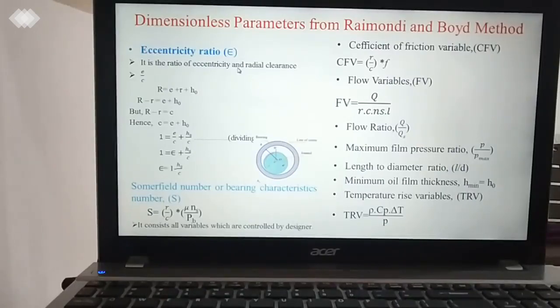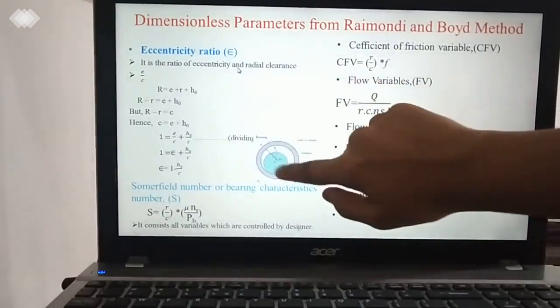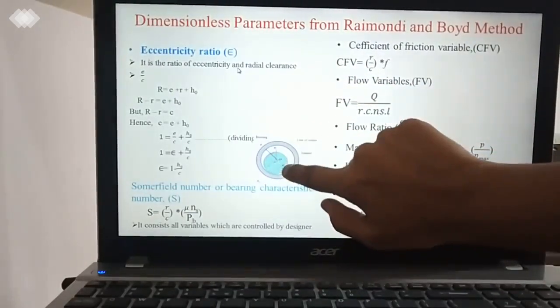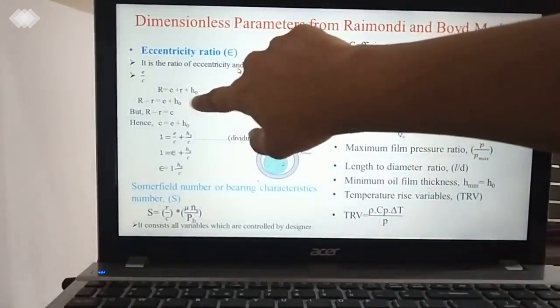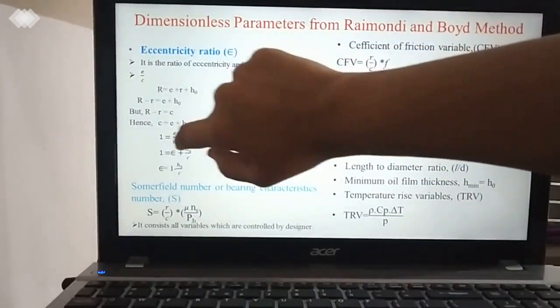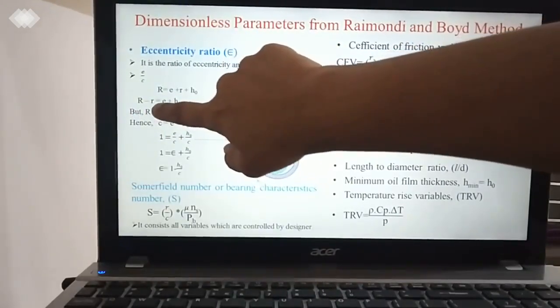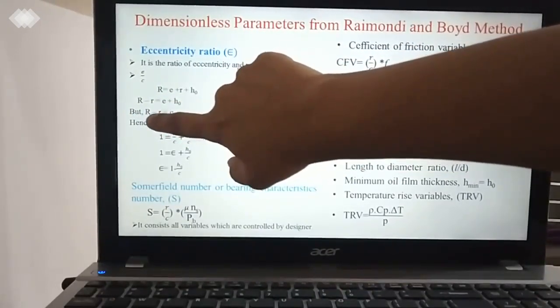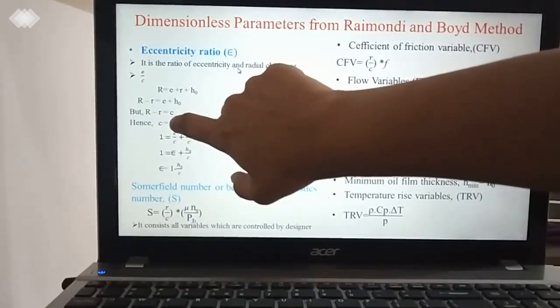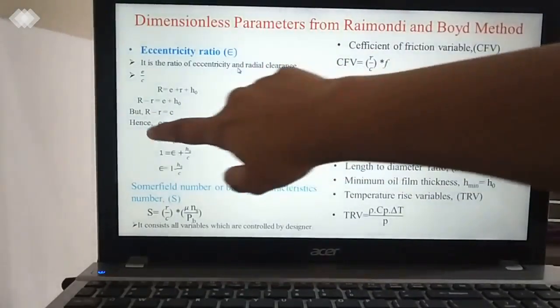The first is the eccentricity ratio epsilon. We already know that eccentricity ratio is E upon C, that is eccentricity divided by radial clearance. By using this figure, we can write capital R is equal to small r plus E plus HO. Then we shift small r to the left side. So capital R minus small r is equal to E plus HO. Capital R minus small r, we know, is the clearance C. So C is equal to E plus HO.